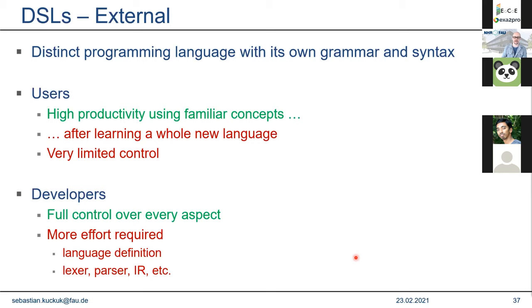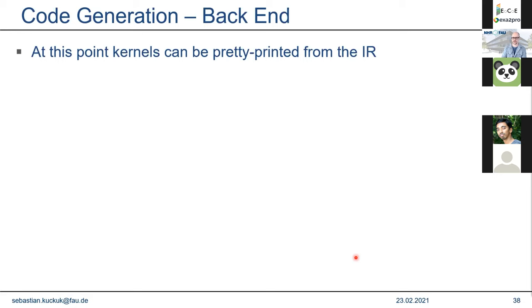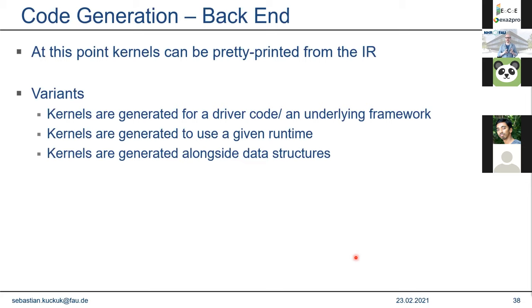Okay, so at this point, the kernels can be pretty printed from the IR, and the different variants are, and once again, you could either generate this as a kernel to be used by a trivial code or an underlying framework, or you could generate those to use a given runtime. So not too different to what we've heard before in different other talks.